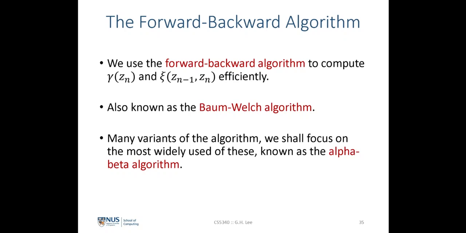Now we'll look at the forward-backward algorithm to compute the gamma and psi functions over Zn and Zn minus 1 respectively. We'll look at how this forward-backward algorithm can be used to compute these two terms efficiently. It's also known as the Baum-Welch algorithm, and there are many variants of this algorithm. We shall focus on the most widely used of these algorithms, known as the alpha-beta algorithm. We'll also see why it is called the alpha-beta algorithm.